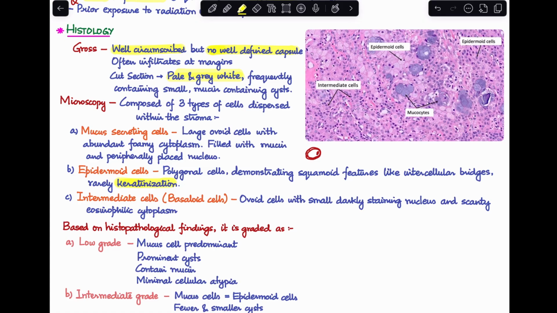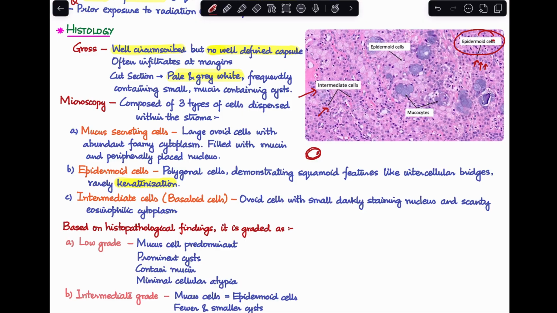And the third type of cells is, if you look at the images over here, these are the mucocytes and then these are epidermoid cells. You can see that they have intercellular bridges in between them. And the third group of cells is intermediate cells, also known as basaloid cells. These are very ovoid looking cells with very dark staining nuclei and scanty eosinophilic cytoplasm. So these three are the main microscopical features that you would be seeing in mucoepidermoid carcinoma.